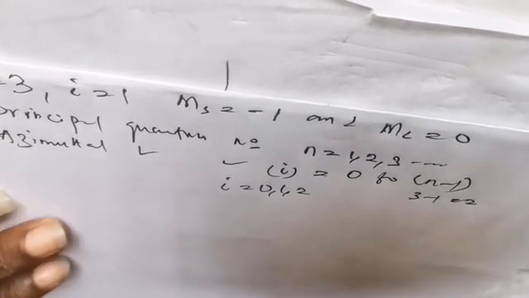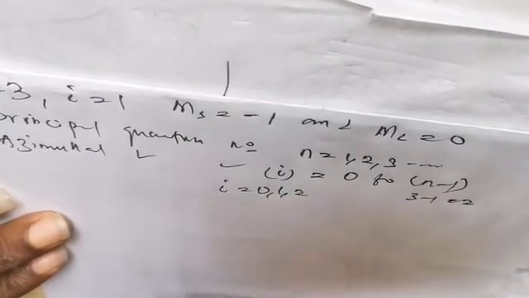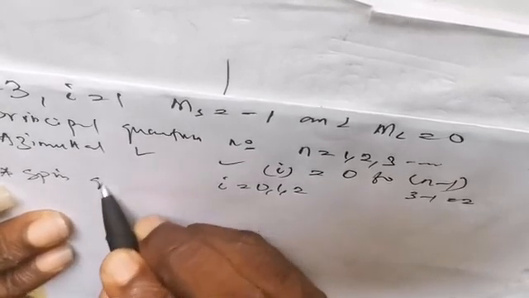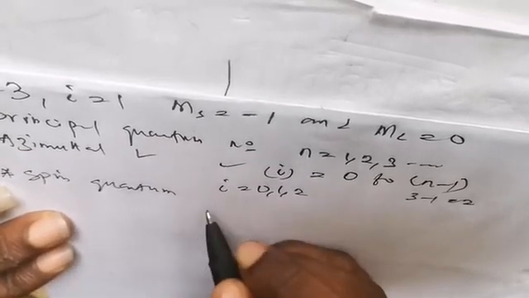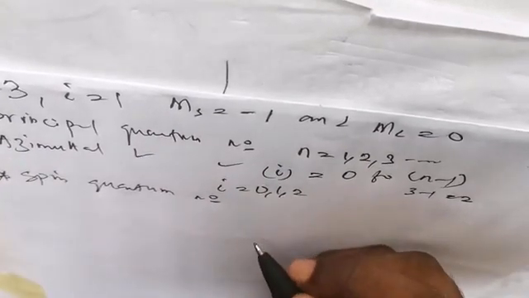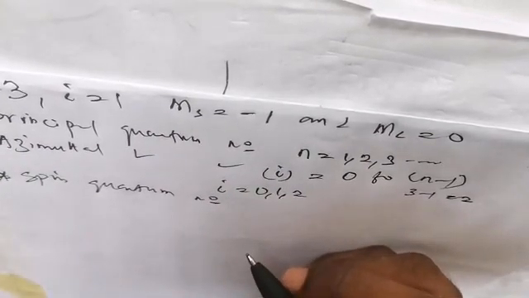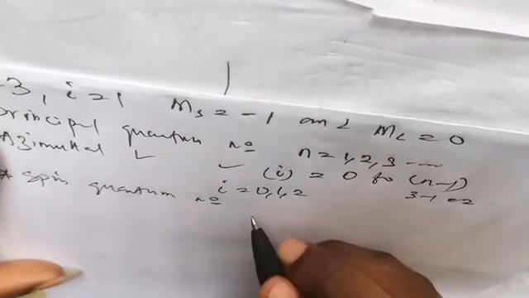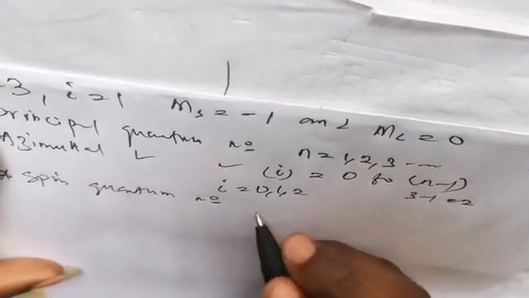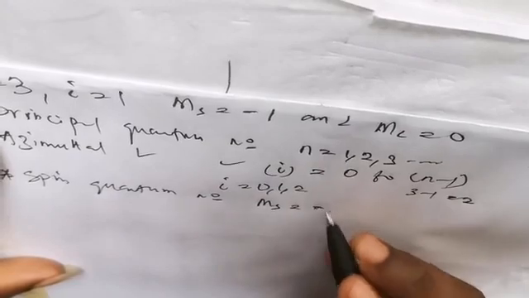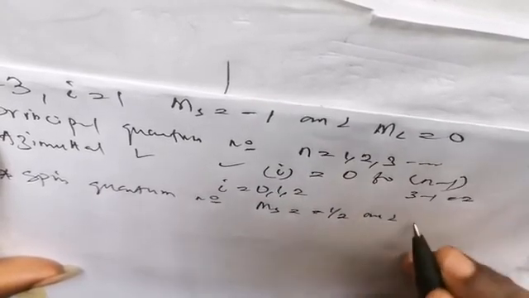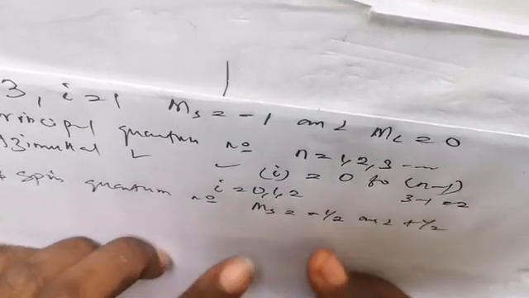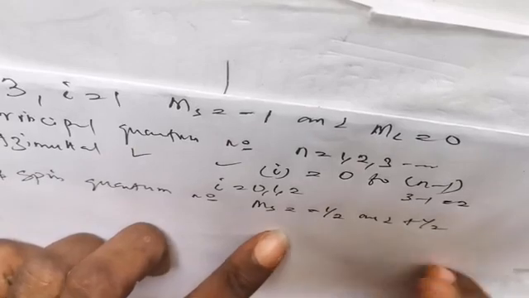The third one says ms to be equal to minus 1. Now ms there stands for the spin quantum number, and the spin quantum number denotes the spinning of the electrons around the orbit. The spin quantum number has values only equal to minus 1 over 2 and plus 1 over 2. These are the two values of the spin quantum number.